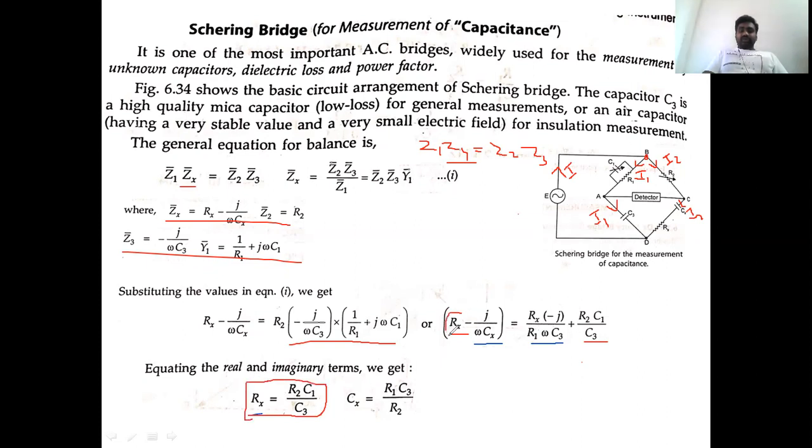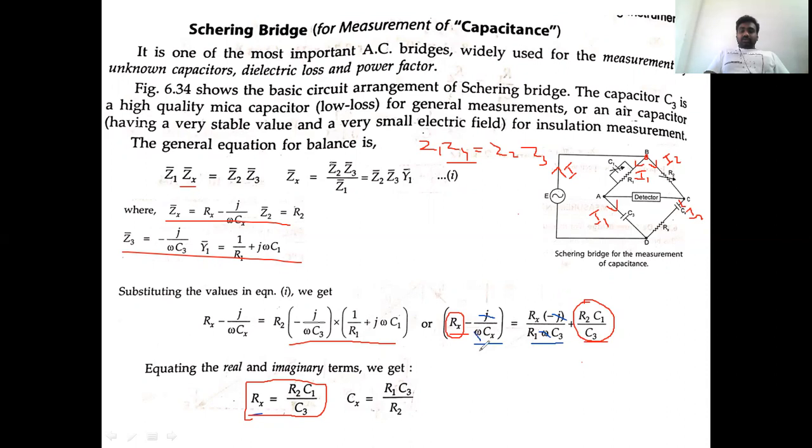We know the value of Rx, that is Rx is equal to R2 C1 divided by R3. So we equated the LHS and RHS, we just equated the real terms with respect to imaginary terms. These are the real terms, the red portion which I underlined. If we equate the imaginary terms, what will happen? This j will get cancelled. This omega will get cancelled.